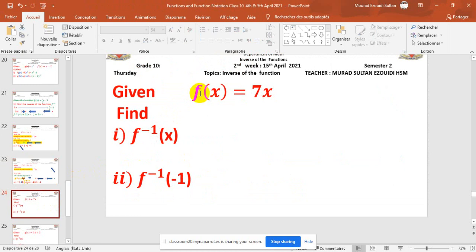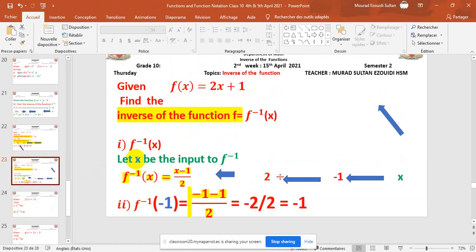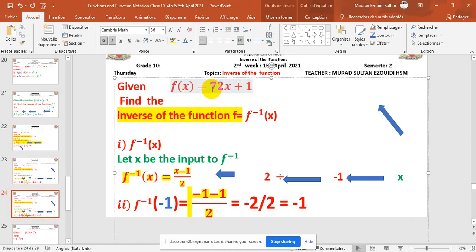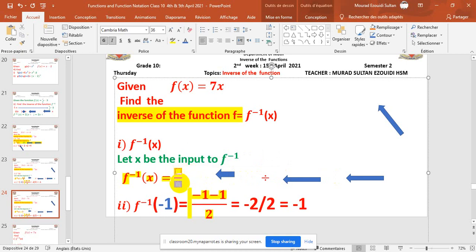Now we have f of x equals 7x. Here we will say, I will just make one copy, then I will change this one, it will be 7x. I will erase this, and this one, no need. Then I will put this one as a fraction.